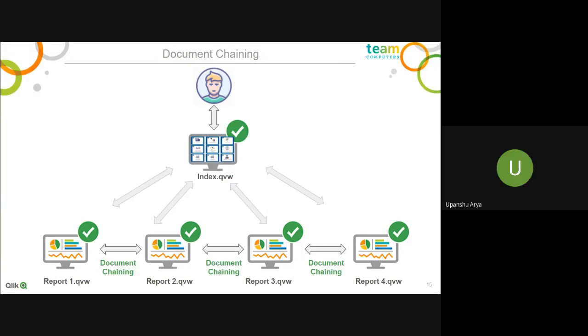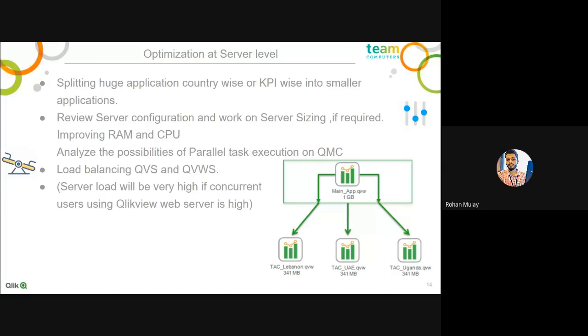Hi Rohan, it's Upanshu. Rohan, I have a question. You are saying that we have to break the application according to countries, like in the previous slide. With this, the user has to incur a cost of document CALs. We are using document CALs, and the user has to incur more cost of CALs. Correct.